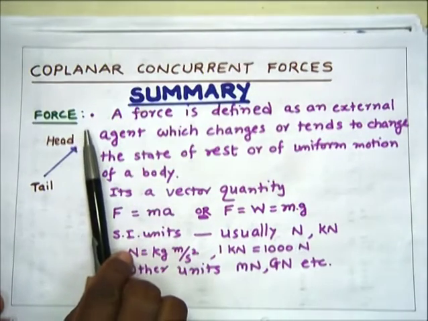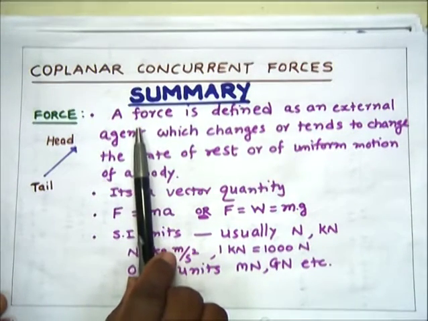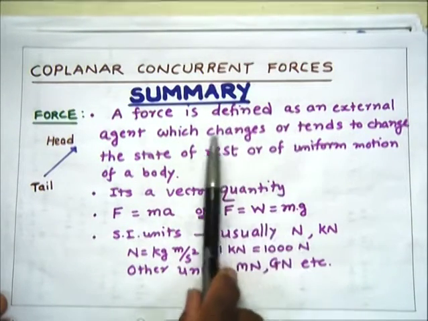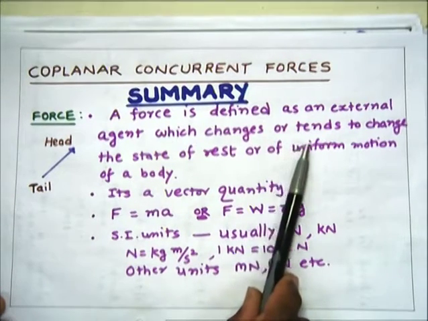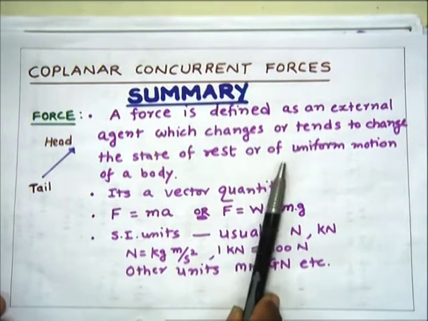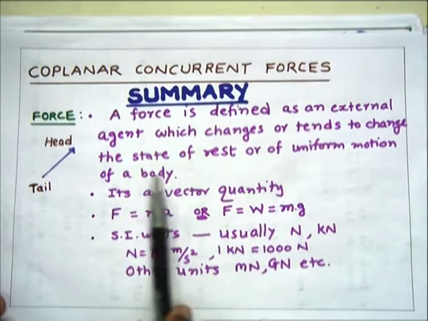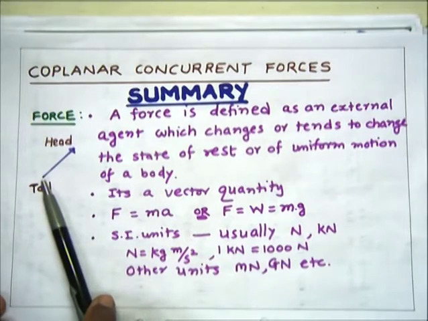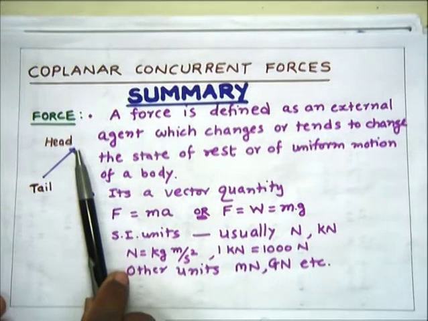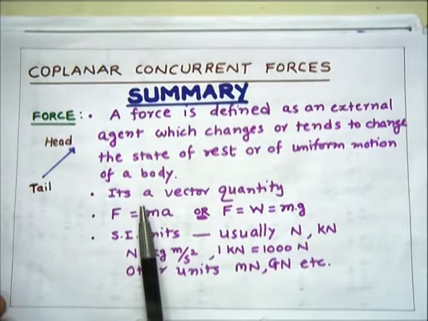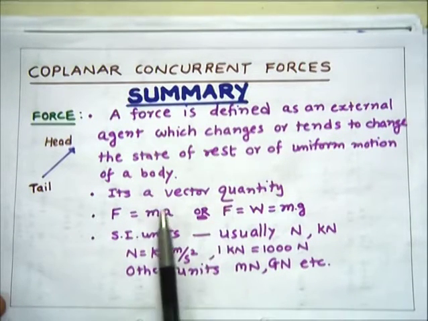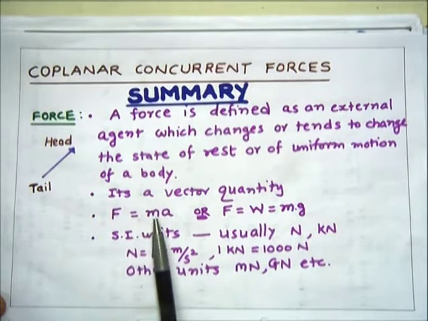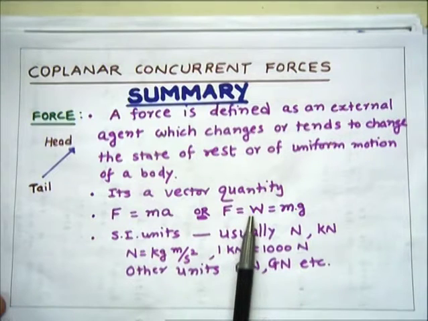First of all, we discussed force. As I discussed, it is defined as an external agent which changes or tends to change the state of rest or of uniform motion of a body. Force can be shown by an arrow, and in this arrow this is the tail while this is known as the head. Force is a vector quantity, and the value or magnitude of force is given by F is equal to ma, or F is equal to W.